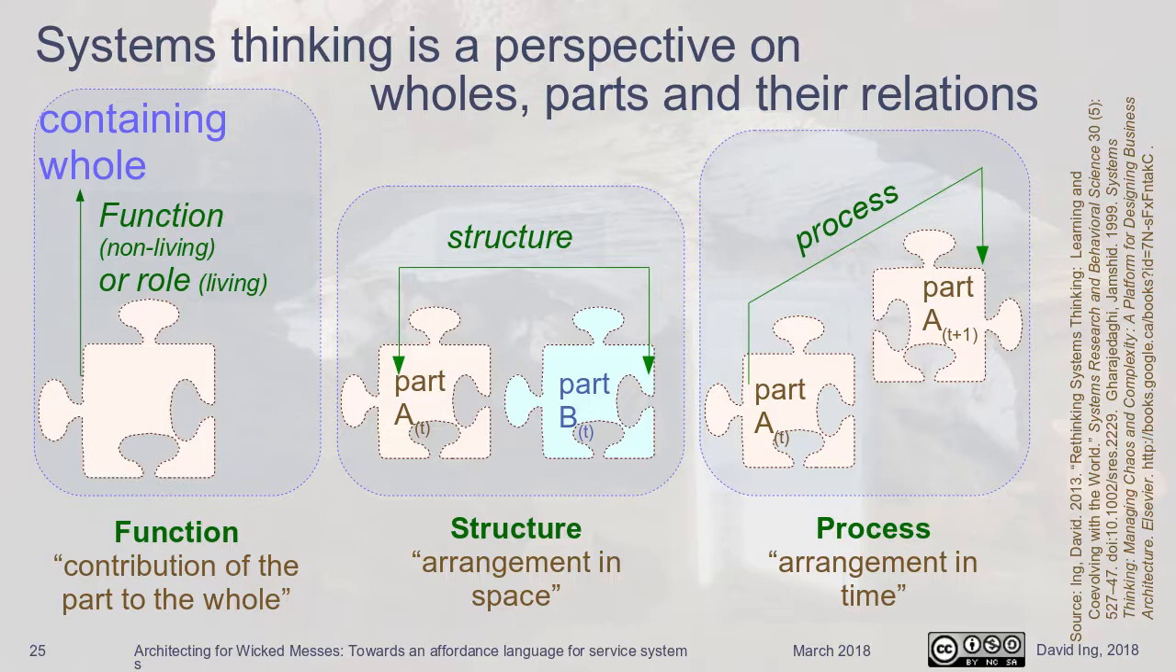So that's a trick. Now, here's another thing. Systems thinking is a perspective on wholes, parts, and their relations. So we did the wholes, we did the parts, we did the part-whole. How about the whole-whole relationship? Can you have a whole-whole relationship? Yeah. You can have a whole-whole relationship, and we need to cover those as well. I'll come back to it in a minute.